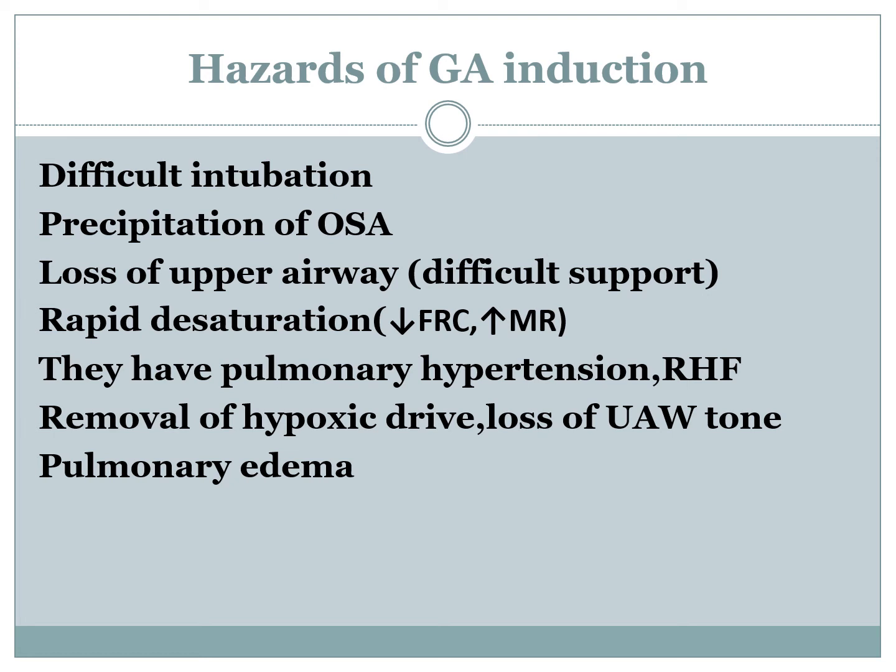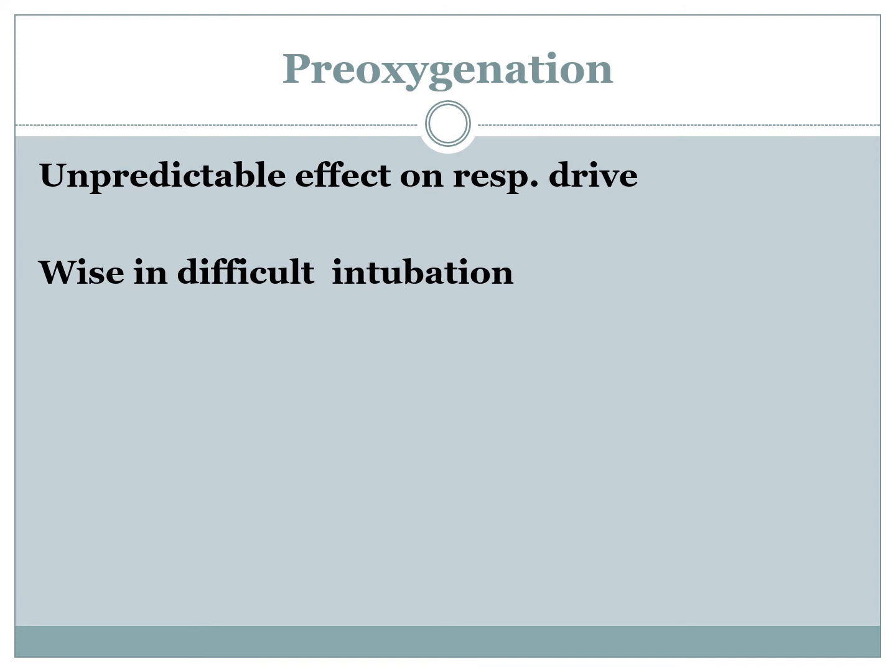Patients with pulmonary hypertension and right ventricular failure are intolerant to hypoxia and vasoconstriction. There is also the removal of hypoxic drive and the loss of upper airway tone. And finally, some patients have reported the development of pulmonary edema and heart failure with the induction of general anesthesia. A brief period of preoxygenation is wise because of the possibility of difficult intubation, though it has unpredictable effect on the respiratory drive.